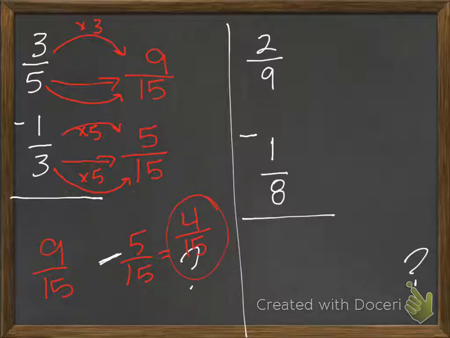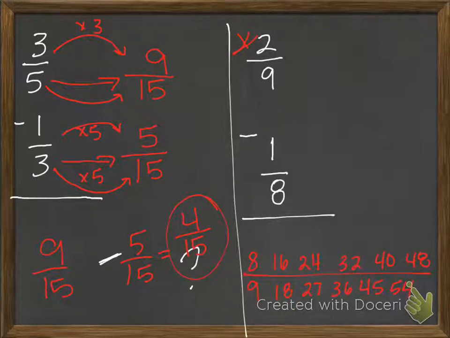Okay, now this one, I really want you to pay attention to this one, because 9 times 8 is quite a big number. It's 72. If you use that, you're going to have to simplify a lot. So in this case, I would list out my multiples of 8 and my multiples of 9.